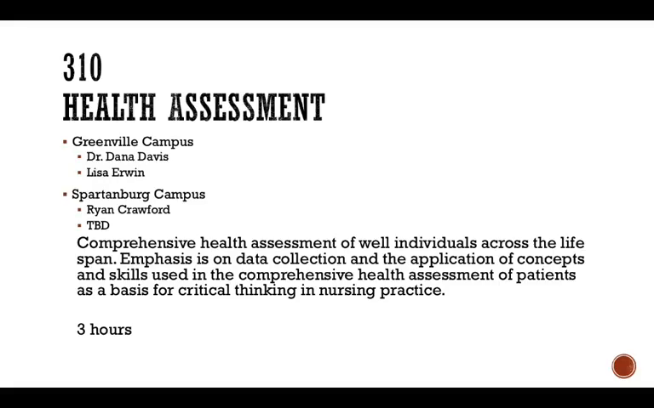Now, let me talk a little bit about this here, because 310 is where you start breaking down into smaller groups. There are 4 sections of health assessment. 2 sections meet together. So you'll have groups of, in Greenville, I think it's groups of around 20, 21 students, 2 groups of 21, 22 students. In Spartanburg, it's groups of 32 students. But there's 2 sections of 16 students.